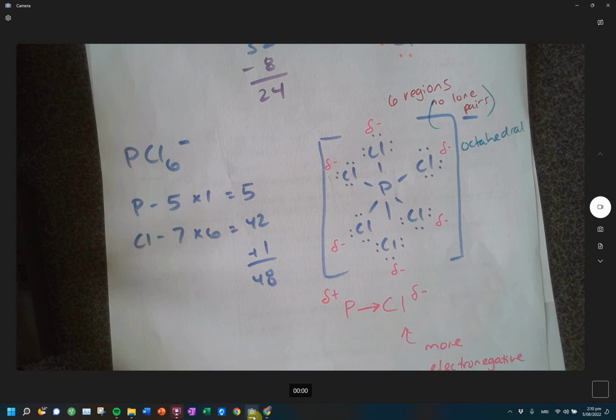So if you have polar bonds, you can have a nonpolar molecule. If you have nonpolar bonds, then you're going to definitely have a nonpolar molecule because there's no unequal distribution of charge, unless you have a lone pair of electrons somewhere. And then you can have polar bonds resulting in a polar molecule. It all depends on symmetry.